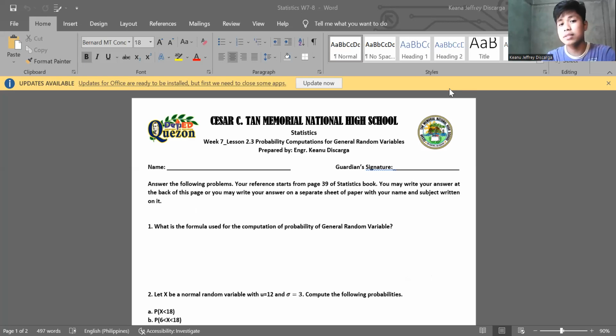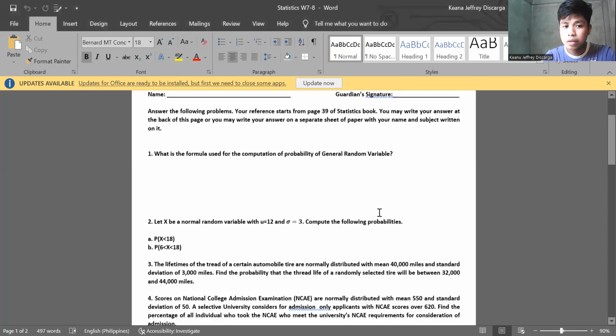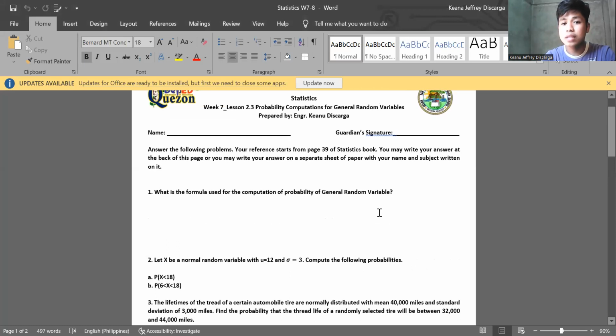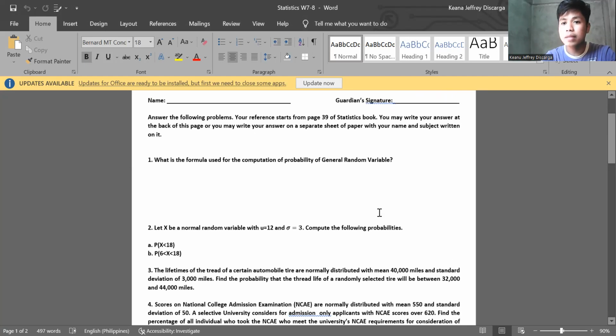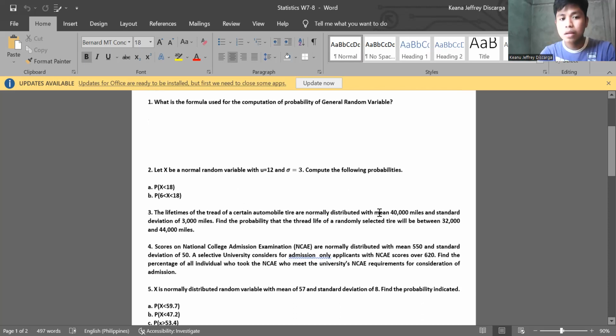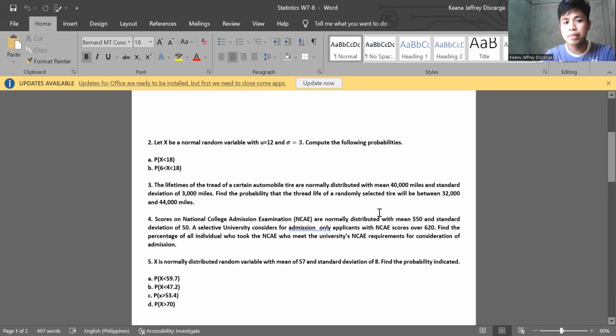And for our lesson this week, our lesson is about the probability computations for general random variables. So the reference here will start on page 39 of your statistics book. Okay? And this is what I asked you to answer in statistics for week 7. For number 1, it's just a formula, so you will look for what is asked there. We will start here in number 2.